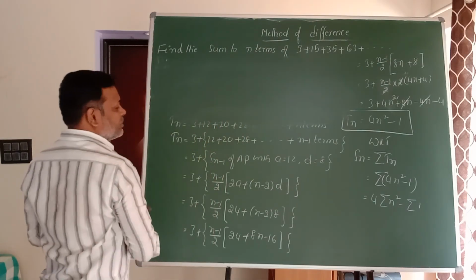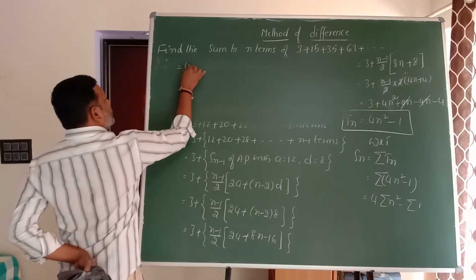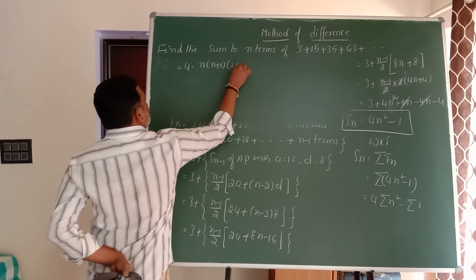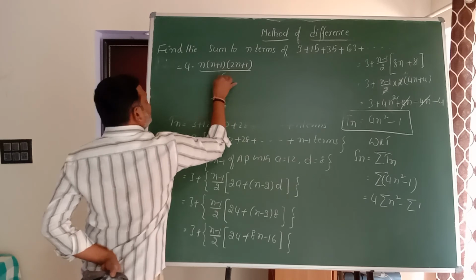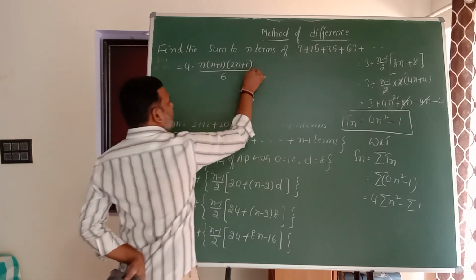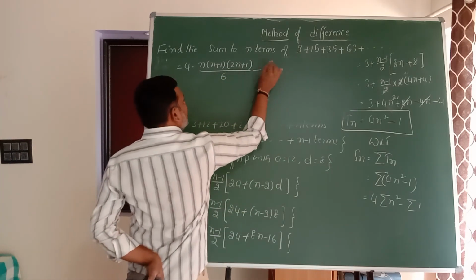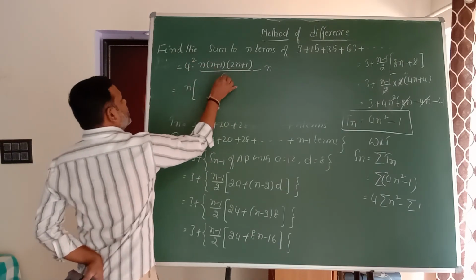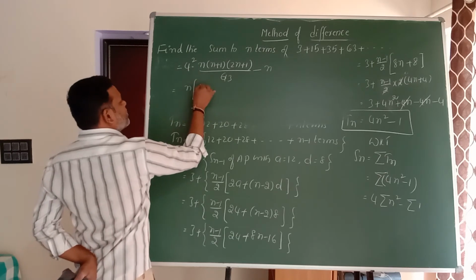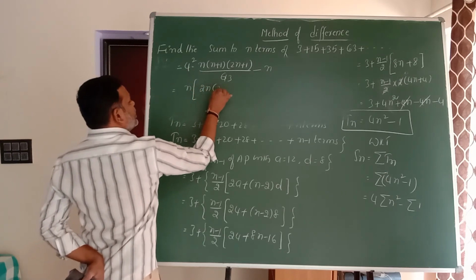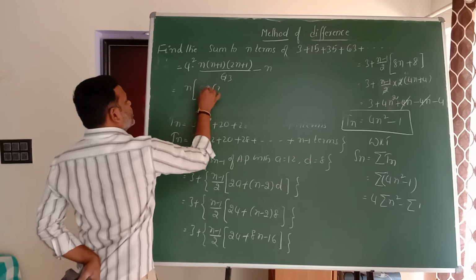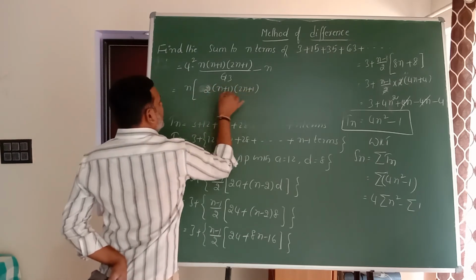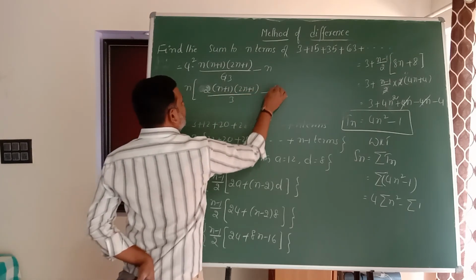Okay, children, look at that. That is equal to 4 into sigma n square, as you know, n into (n plus 1) into (2n plus 1) divided by 6, right? Minus sigma 1, which is nothing but n. Just take n as common. So here 2 2s are 4, 2 3s are 6. After taking n as common, the remaining is 2 into (n plus 1) into (2n plus 1) divided by 3, minus 1.